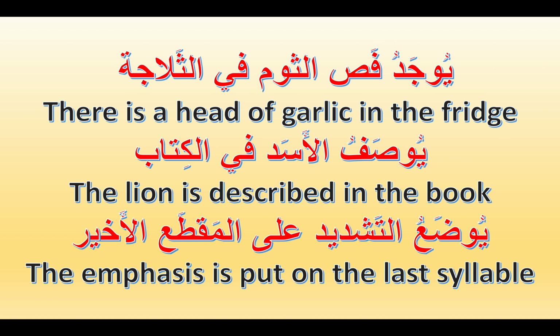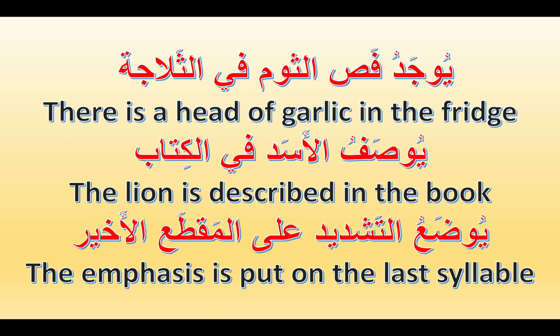Okay, sentences now. يوجد فص الثوم في الثلاجة. There is a head of garlic or bulb of garlic in the fridge. Now notice يوجد. This means quite literally it is found. But this is a nice way in Arabic to say there is. So there is a head of garlic. يوجد فص الثوم. So it's يوجد because the noun is masculine. But if it was something feminine, it would be توجد. There is. So always remember the gender of the noun when you're using يوجد.